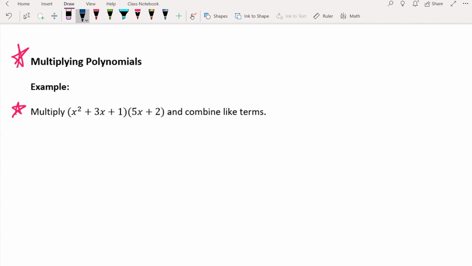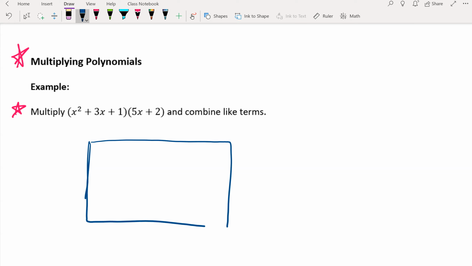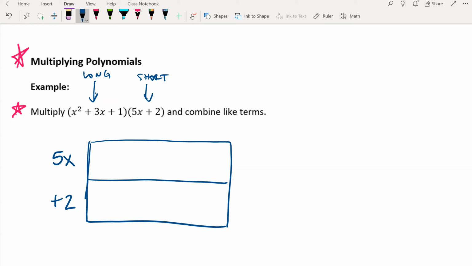Okay, hopefully you said the box. When we multiply, we want to draw the box. You can put the tall one first. You can put the short one first. It doesn't matter. By tall and short, I mean the longer one and the shorter one. I'm going to put the short one on the side. It actually doesn't matter. So I'm going to put 5x and then plus 2 on the side. And then we have 3 spaces across the top: x squared, plus 3x, plus 1.